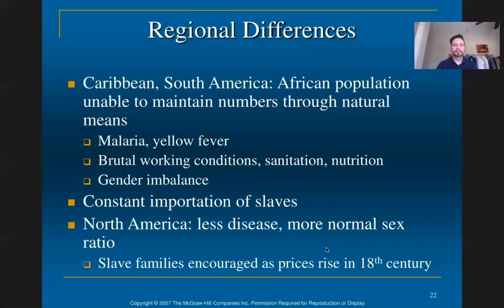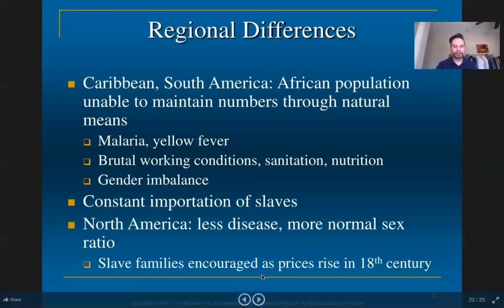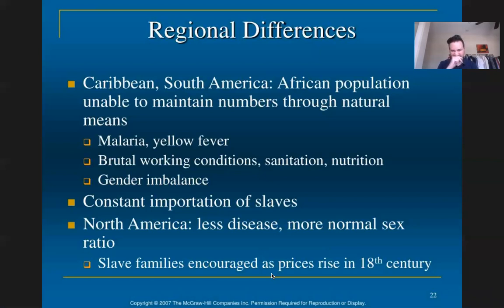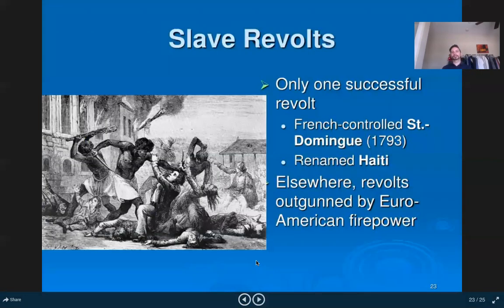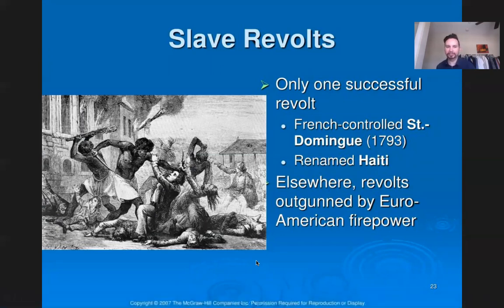So slave families were encouraged because they needed to replace the slaves that were dying, and also because in the 1800s you have the ending of the slave trade from England. So for example, in America, when the English slave trade ended, the Americans weren't able to get any more slaves from Africa. So they had to basically raise their own slaves from birth by encouraging slaves to have families, to have kids, so that their kids could be their slaves when they got older. Once the slave trade ended, Americans became desperate to get slaves by means of slaves having families and procreating.